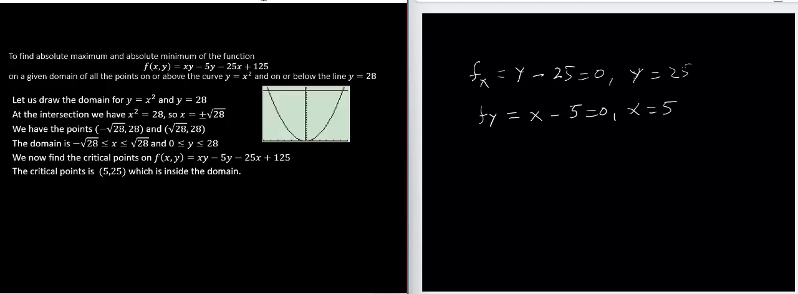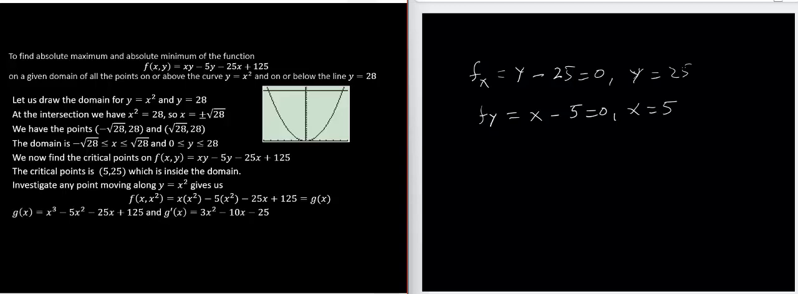All right. So next, we need to investigate what happens to the surface when you move along the line y equals x squared. So what we will be doing, we just replace y by x squared in our main function. Then you get this one, and since this is a function of one variable only, x, we call it g of x. Now from this g of x, we want to see if I have any critical point. So take the derivative again. So you get 3x squared minus 10x minus 25, and set this equal to 0. So we need to solve that one now.